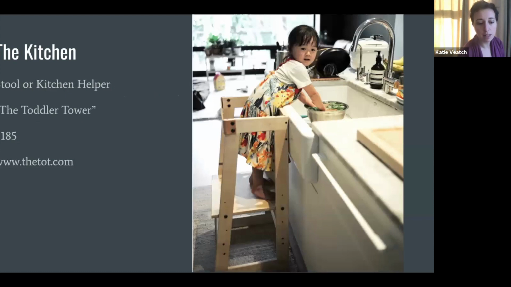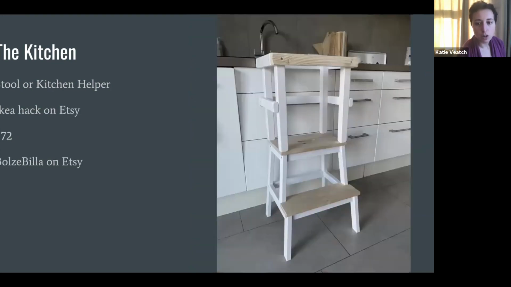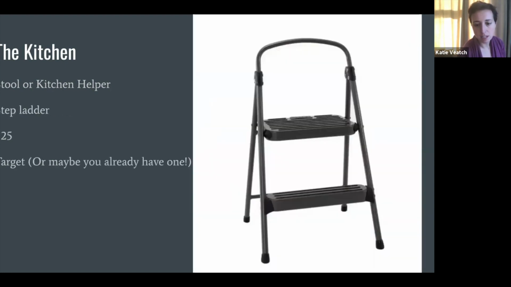Here's a kitchen helper. These are really nice. They're really expensive. This is a particularly expensive one. I think I got one for $100 or $120 for my first child, and then I sold it. And then we had another child. So now I don't have one. You can also, people will make you one. It's a hack from Etsy. It's a little less expensive. This is what we have now. It's just a kitchen stool. If you already have one, it's no cost.